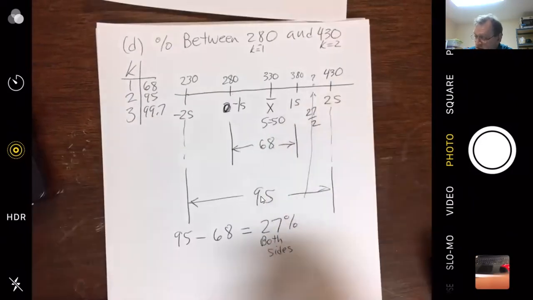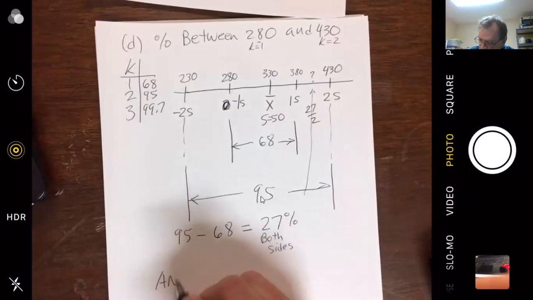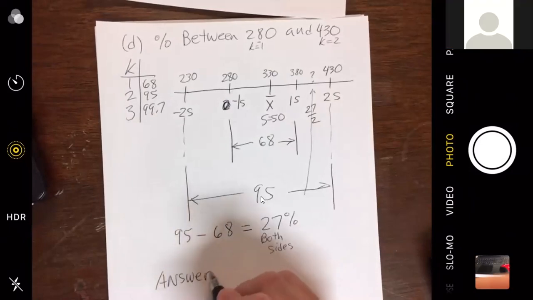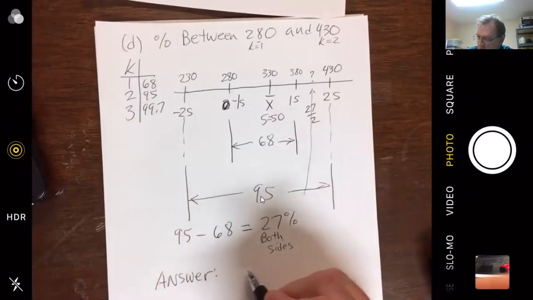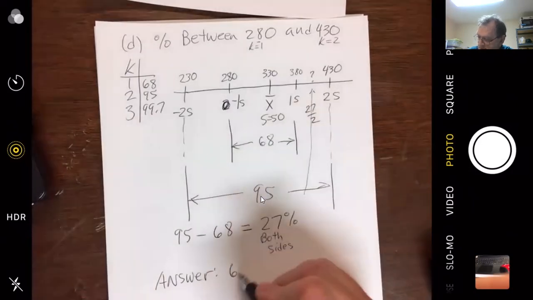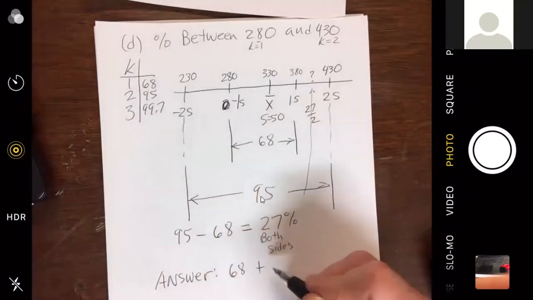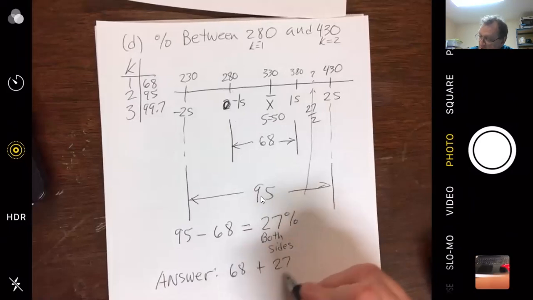Yes. So your actual answer is 68 plus 13 and a half, or 27 divided by 2.